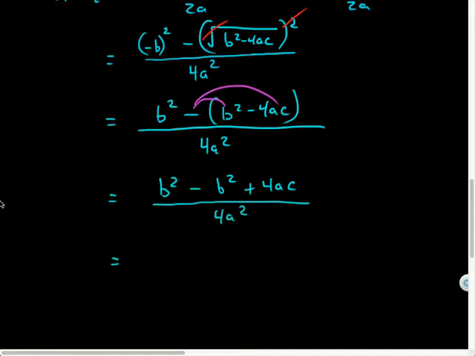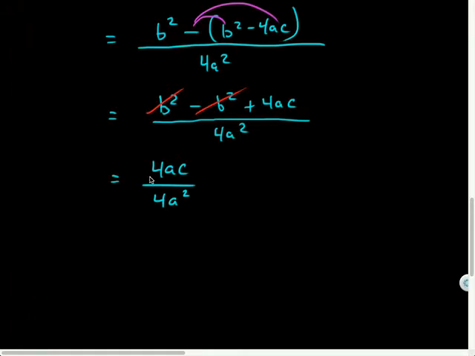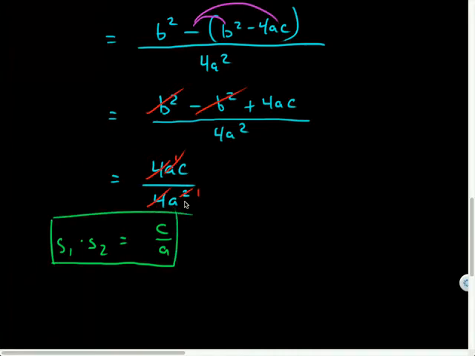Okay, so let's see. Combine some like terms. What happens there? Those cancel each other out. I get 4ac over 4a squared. You can simplify by 4. The 4's cancel out. And a to the first cancels out with one of those, leaving an a to the first. So I get S1 times S2 equals C over A. What do you know? So that is the formula for the product of roots.